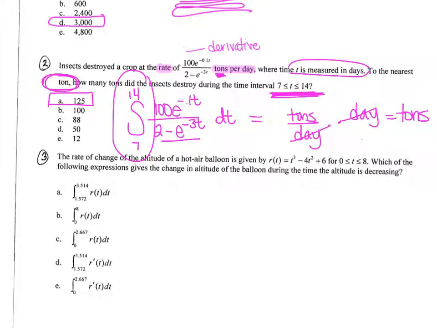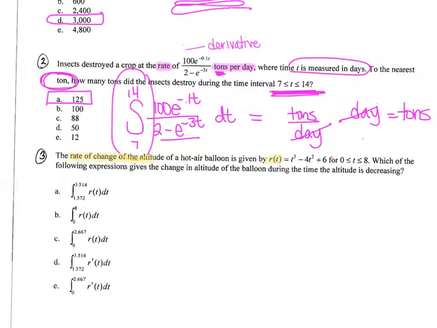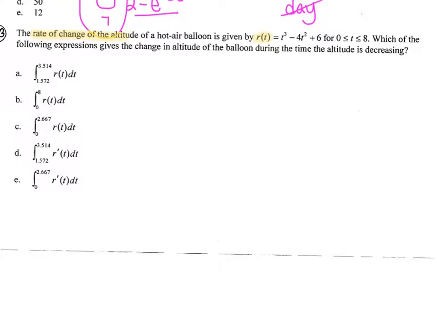Number 3, the rate of change of the altitude of a hot air balloon is given by R of t. The rate of change of altitude. R of t is a derivative for 0 to 8. Which of the following expressions gives the change in the altitude of the balloon during the time the altitude is decreasing? We want to know when the altitude is decreasing. This is the rate of altitude, so that's the derivative of altitude. The derivative tells us increasing and decreasing, right?